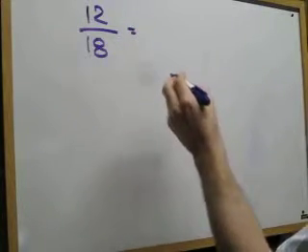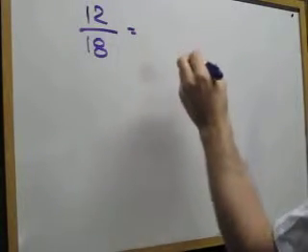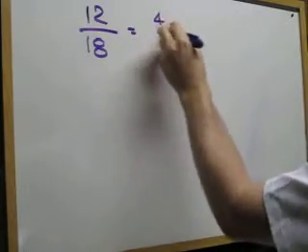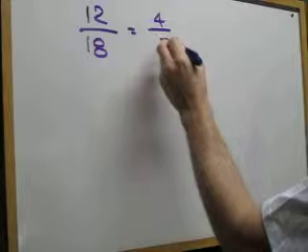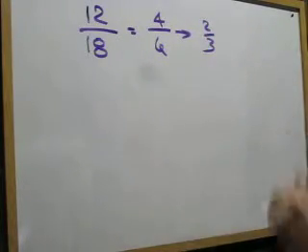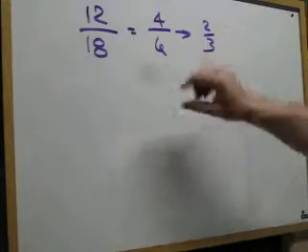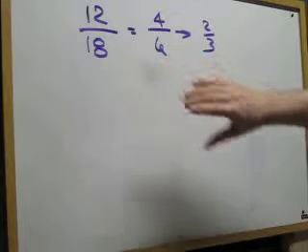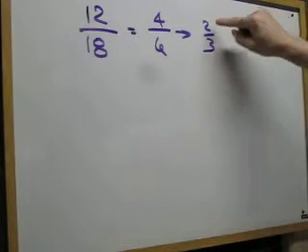All we're going to do is reduce that now to, well, 3 goes into 12 4 times, 3 goes into 18 6 times. Okay, that can be further reduced then to 2/3. So that means that for 18 shots, he made 12. It's the same thing as if he were to take 3 shots, he would make 2.